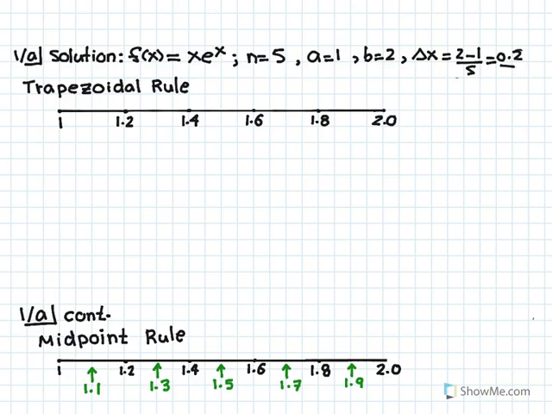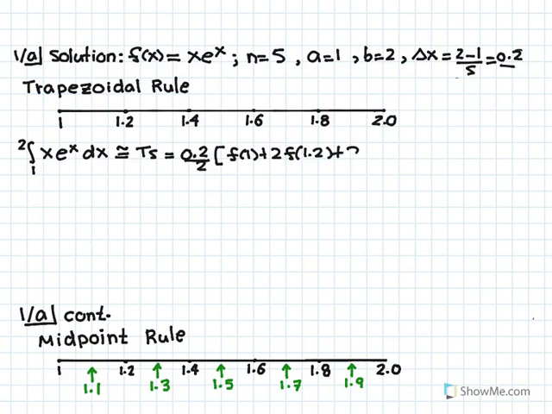We're going to apply the trapezoidal rule to this integral from 1 to 2 of x e to the x dx. This is approximately equal to T5, the trapezoidal rule with 5 trapezoids. This is delta x, which is 0.2, divided by 2, times f of 1, plus 2 times f of 1.2, plus 2 times f of 1.4, plus 2 times f of 1.6, plus 2 times f of 1.8, plus f of 2.